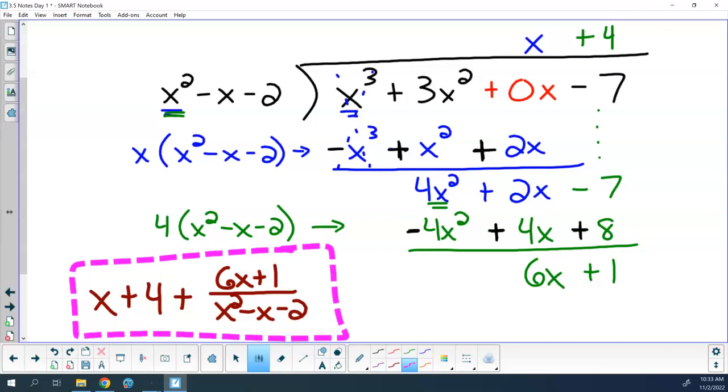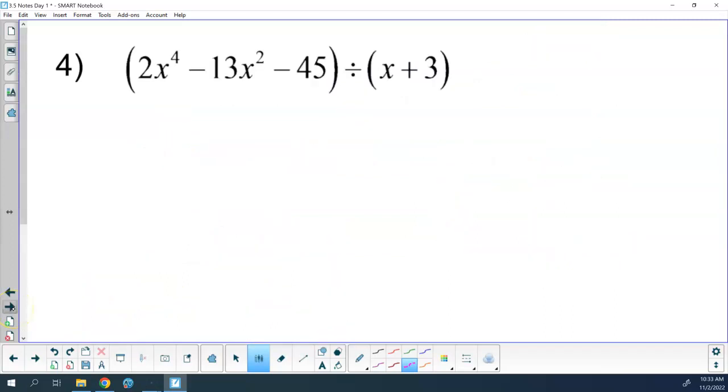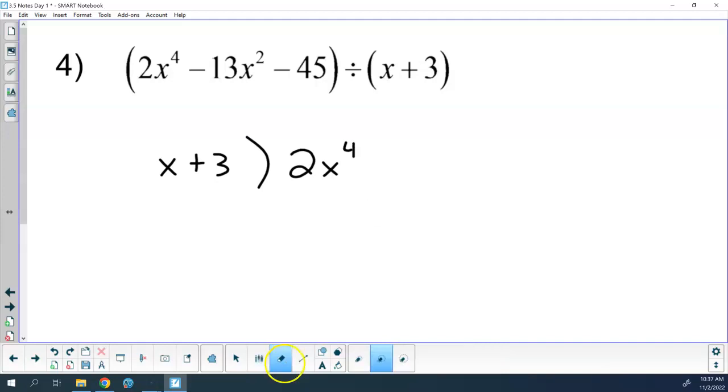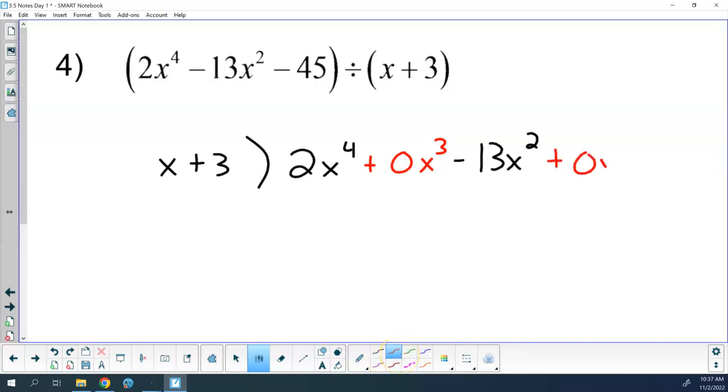One more example. You try that one. Yeah, very, very good. I also wrote it out. Wrote it right. 2x to the 4th. There's no x cubed term. Minus 13x squared. There's no x term.